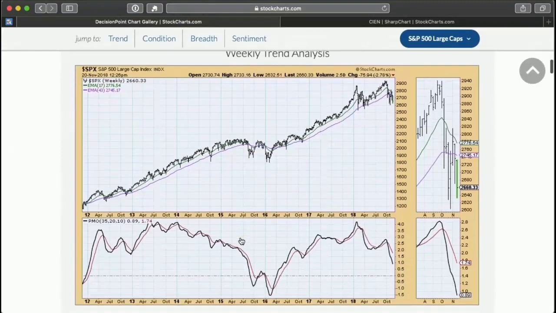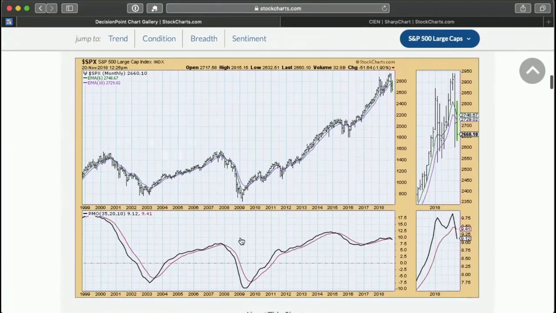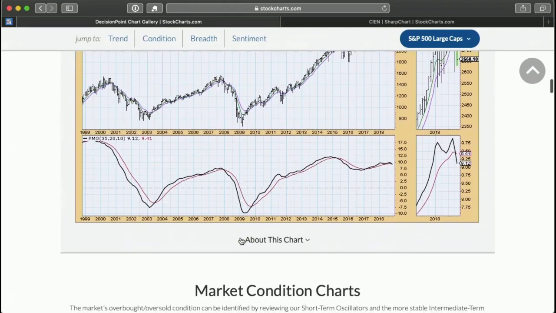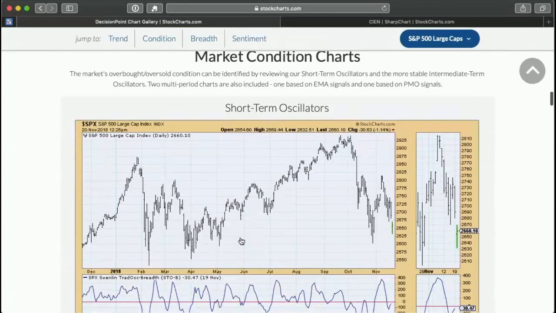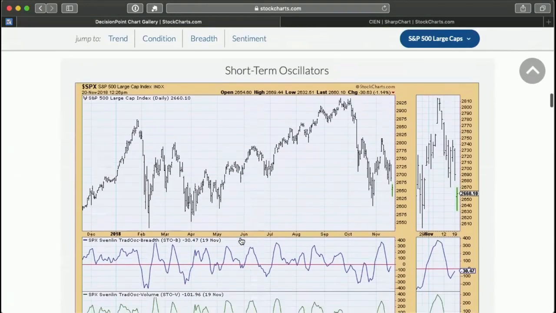So we look at the weekly trend as well. We look at the monthly analysis. All of this is in the free Decision Point chart gallery, and you can get to that from the homepage. Now let's look at the condition of the S&P 500.